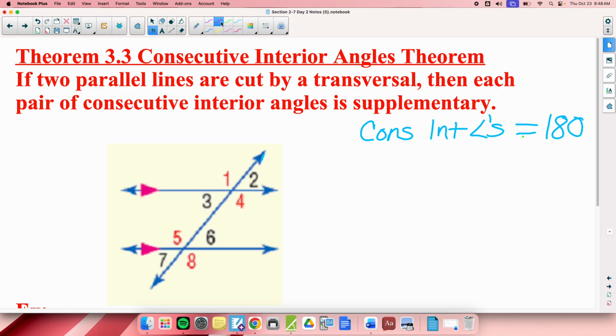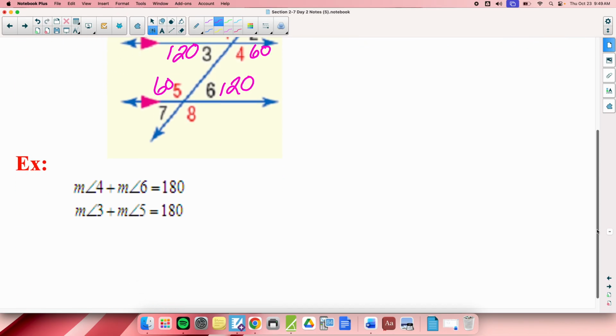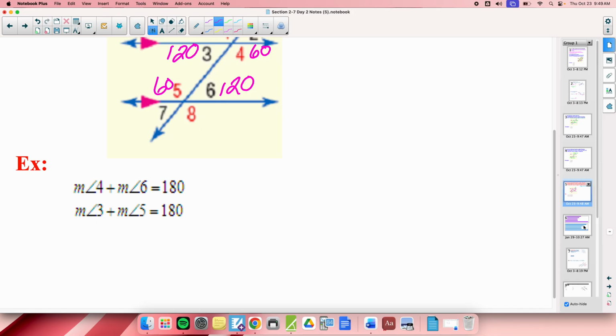So 3 and 5 are consecutive interior, 4 and 6 are consecutive interior. So if I told you this was 120, what would angle 5 be? 60, because these are consecutive interior, and this rule says they're supplementary, or equal to 180. Now, if this is 120, what's this? 60, because they form a line, right? And then what would this one be? 120. Okay.